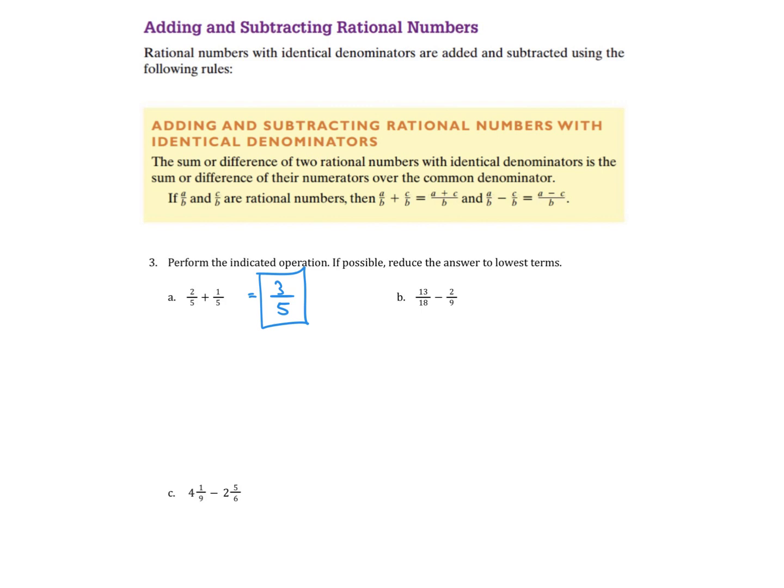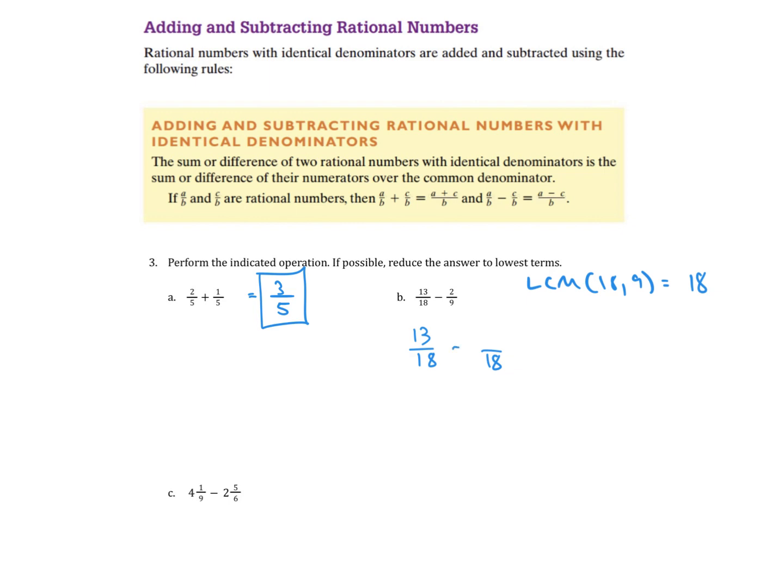Now in the second one, I don't have common denominators because one denominator is 18, the other is 9. So I have to find the least common multiple of 18 and 9. And their least common multiple is 18. So I want both fractions to have 18s in the bottom. So I'm going to rewrite it with two fractions that have 18 in the bottom. The first fraction already has 18 in the bottom, so I'm just going to bring down that 13.